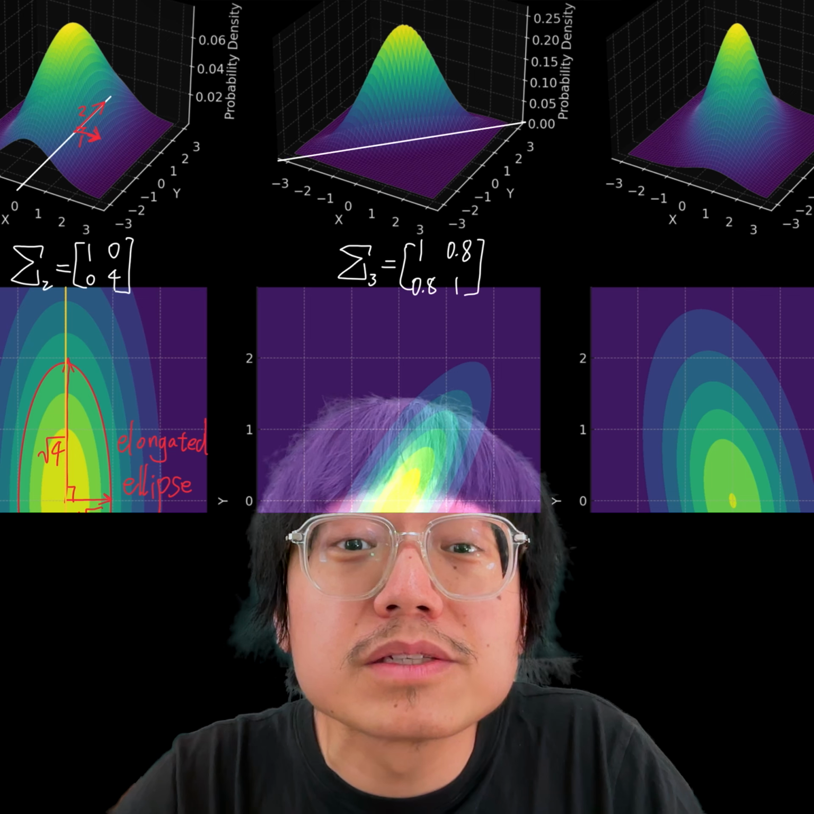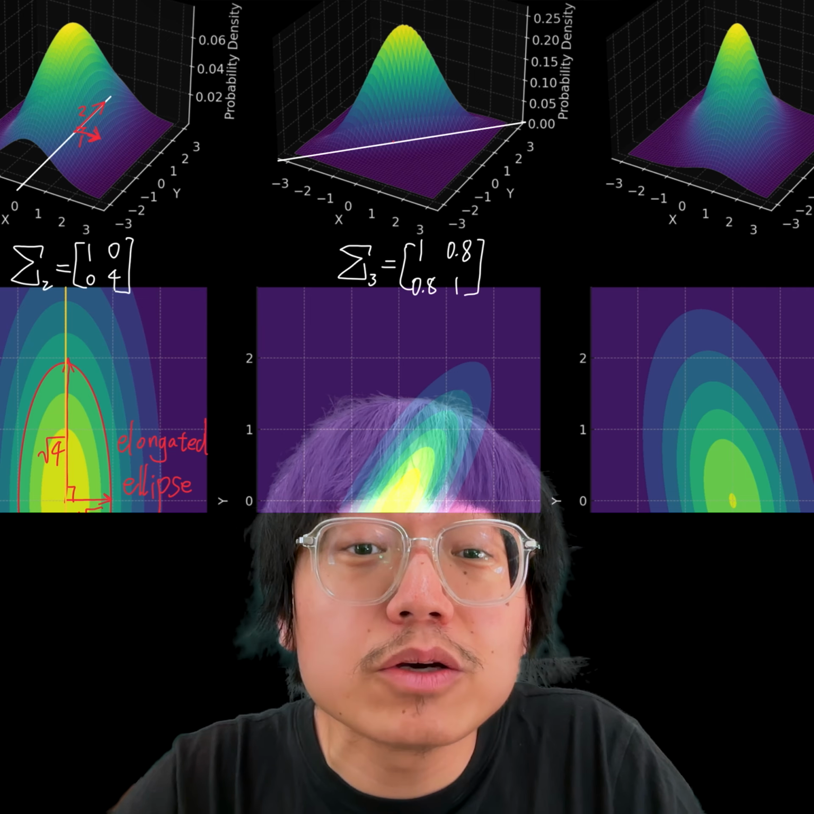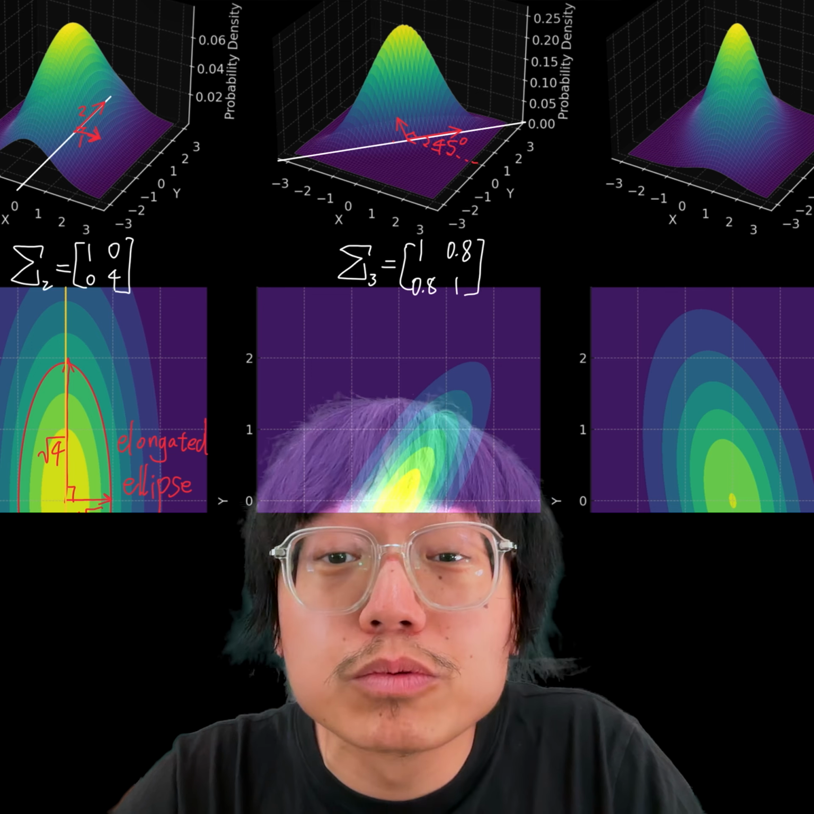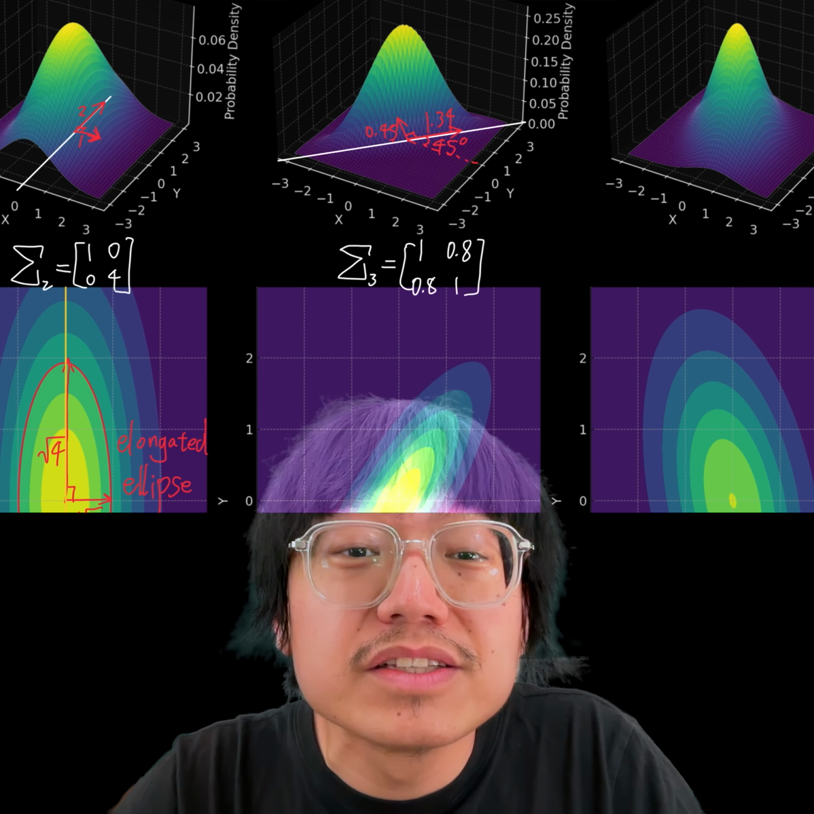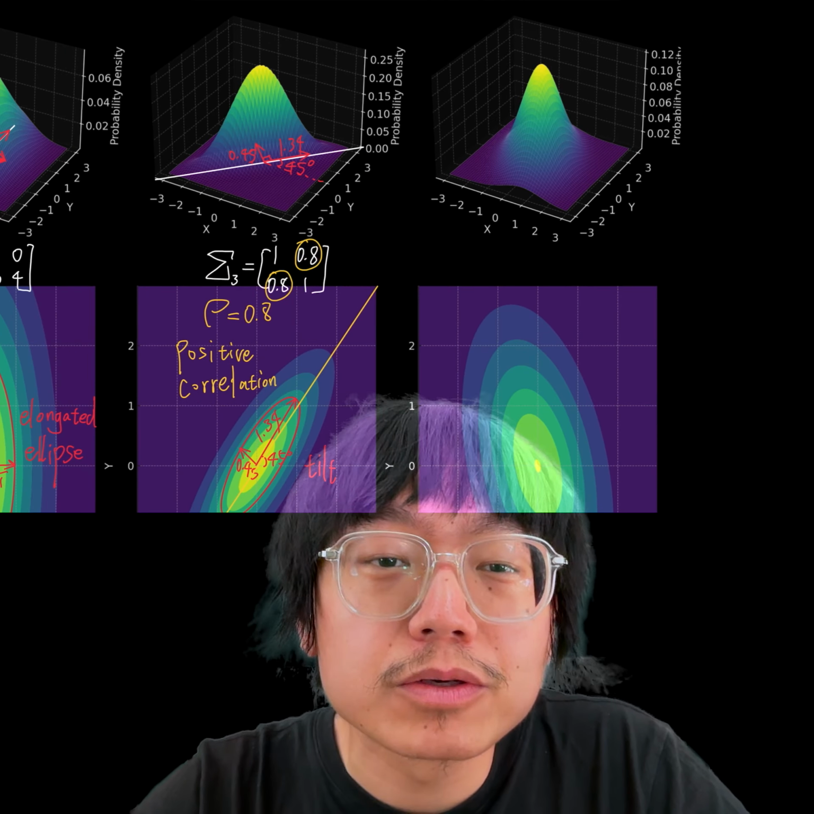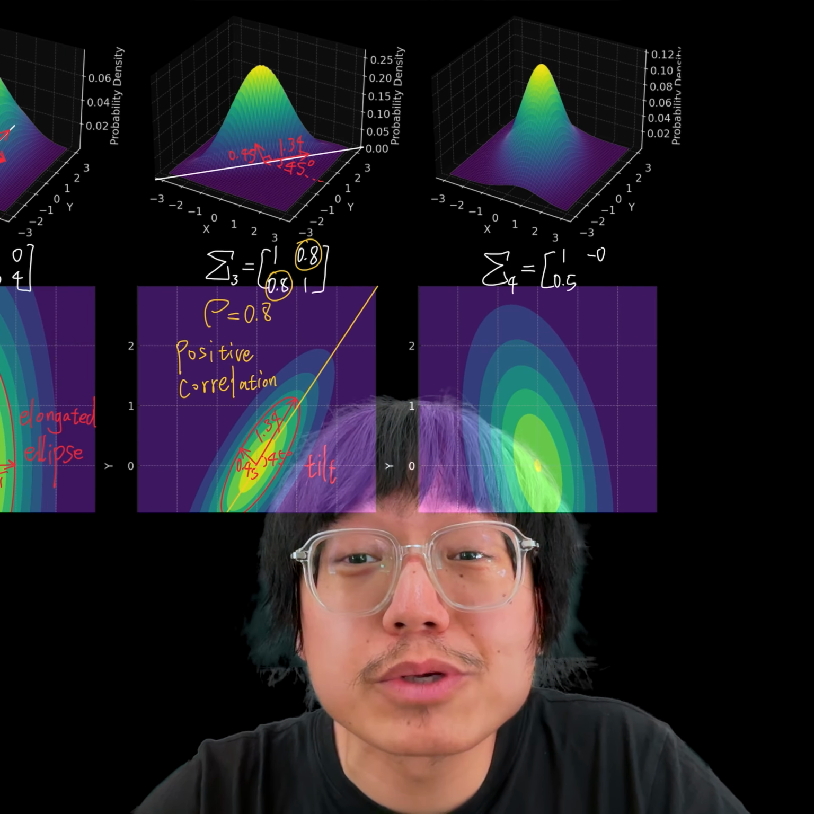In the third scenario, sigma 3 equals the matrix with first row 1, 0.8 and second row 0.8, 1, which is a correlated distribution that shows tilted contours. This has equal variance with a positive correlation coefficient of 0.8, which results in tilted elliptical contours. This demonstrates that as x increases, y tends to increase as well, which is the characteristic of positive correlation.